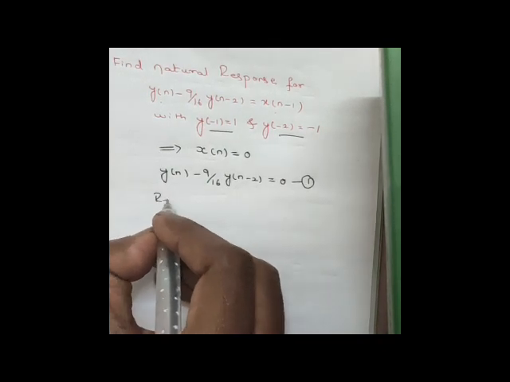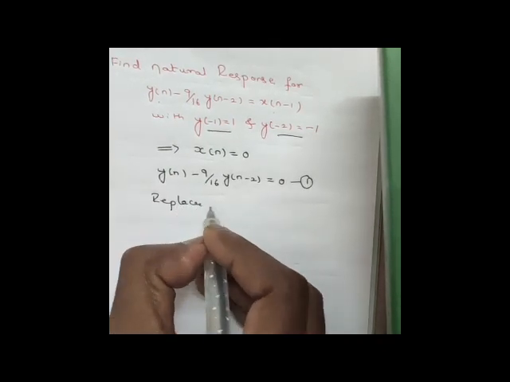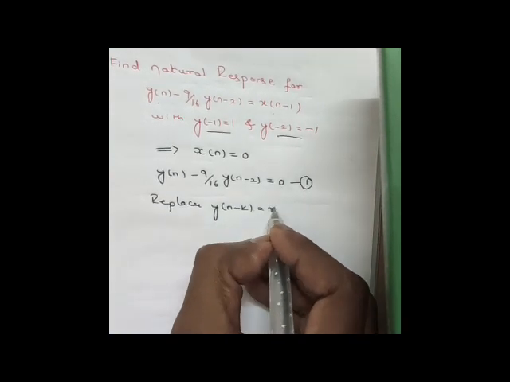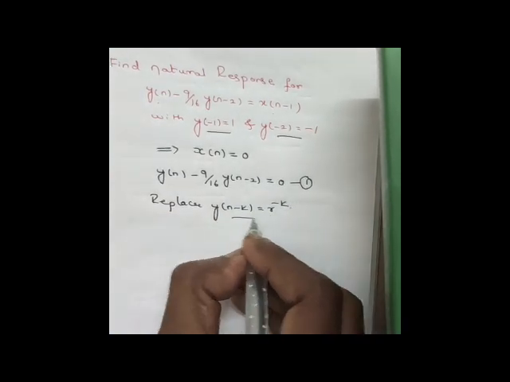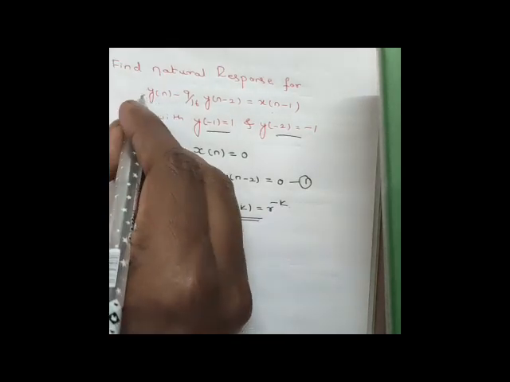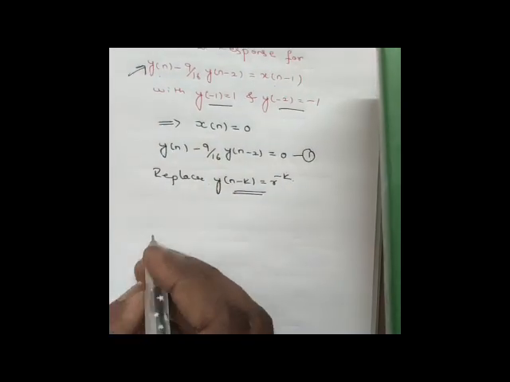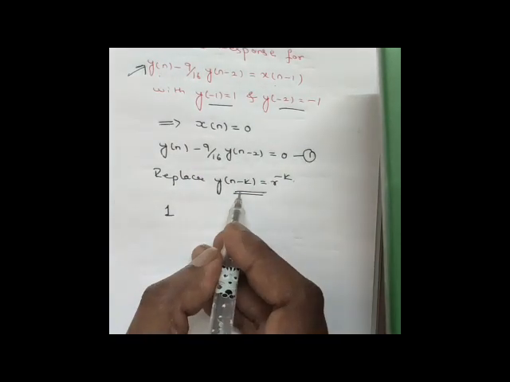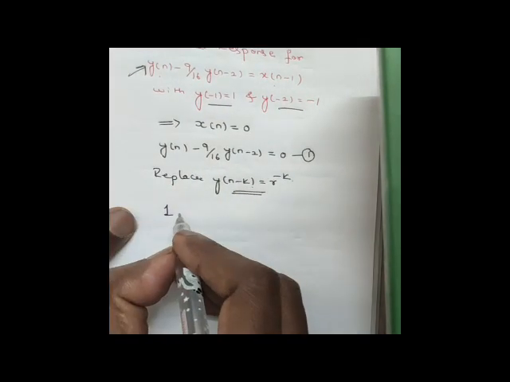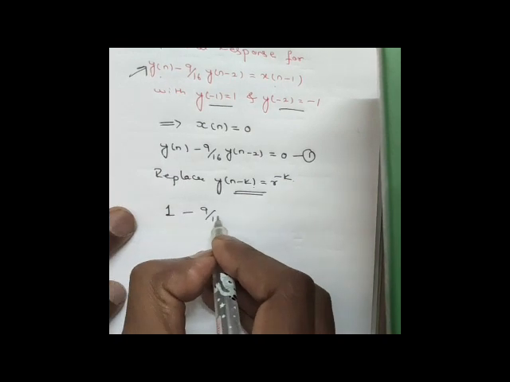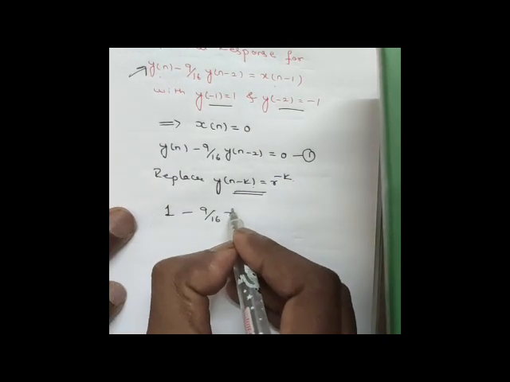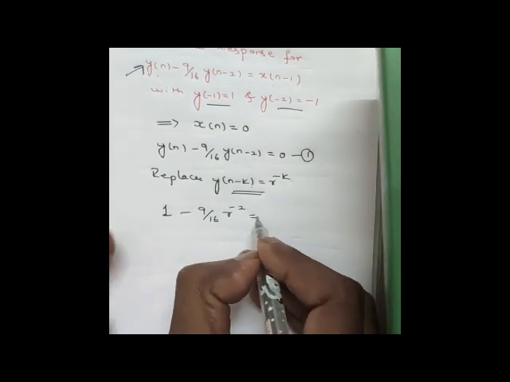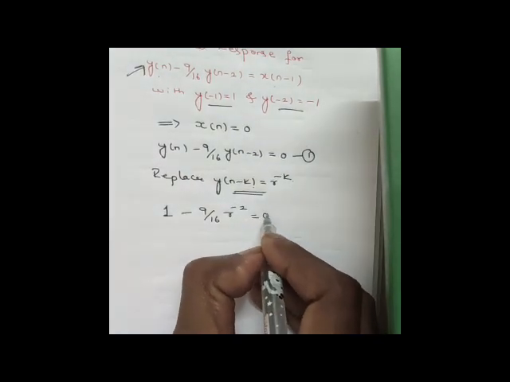Next is replace y of n minus k with r to the power of minus k. With respect to this, I am going to replace in this equation. I am going to get 1, because there is no k value for this, minus 9 by 16 r to the power of minus 2, that is equal to 0.